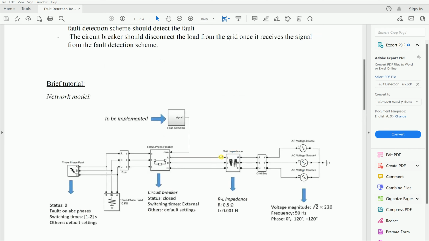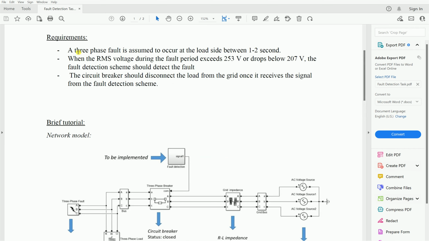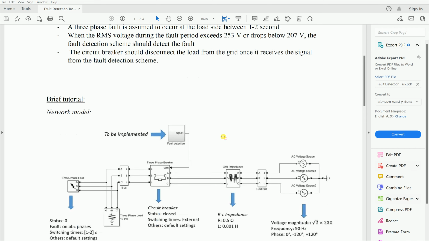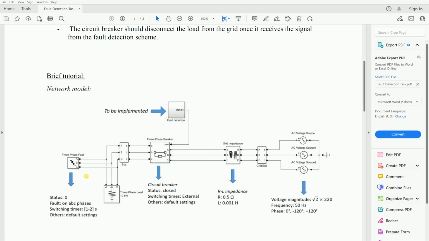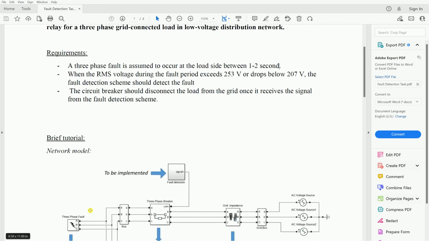Now if you go back here, you will see the requirements. We need a three-phase fault to occur at the load side between 1 and 2 seconds, so the fault will start at 1 second and end at 2 seconds. When the root mean square voltage during the fault period exceeds 253 or drops below 207, the fault detection scheme will detect the fault and the circuit breaker will disconnect the load.